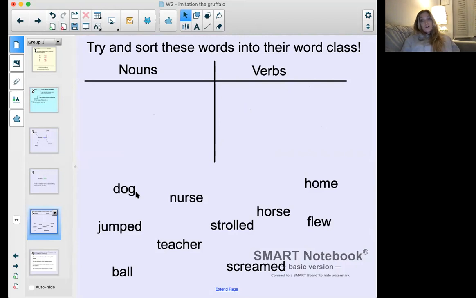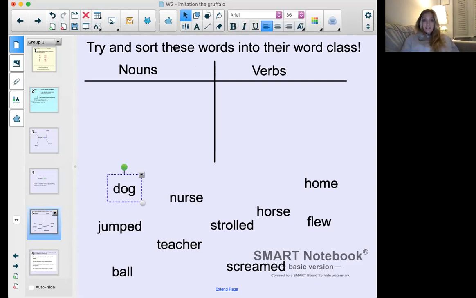Right. So now we have dog. Well, dog, you can probably hear my dog whining in the background because she just seems to want dinner every second of the day. Dog, is that a person, place, thing, or animal? Or is it an action verb? Is it something you can do? If you guessed noun because it's an animal, well done.